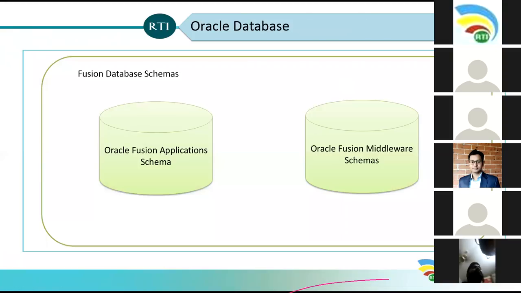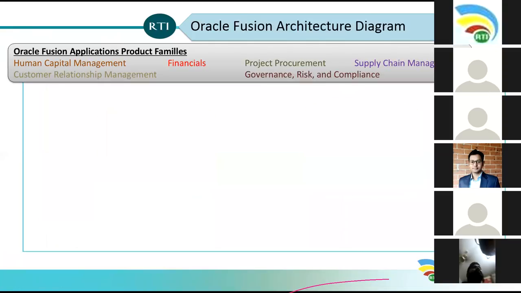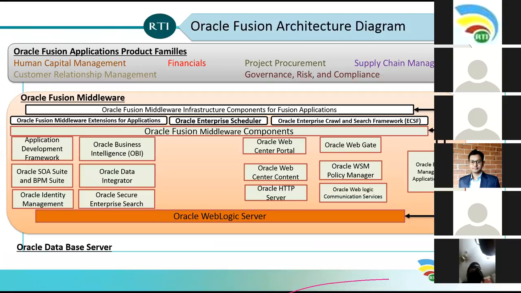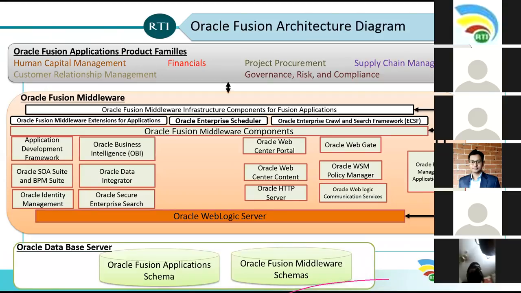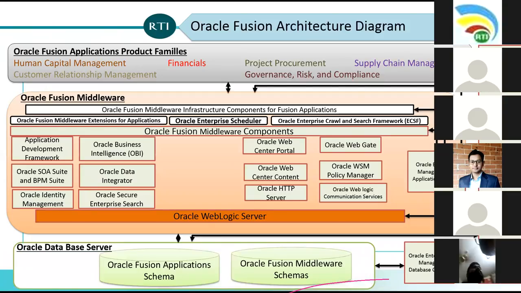So if we combine all the product families, the Fusion middleware, and the database together, this is how it looks. All these things talk together using the Oracle Enterprise Management module. Here we have the application control, enterprise manager database control, and enterprise manager grid control. So this is how it looks, basically. Okay. So that is the architecture.